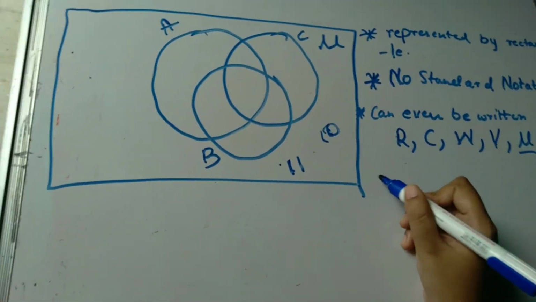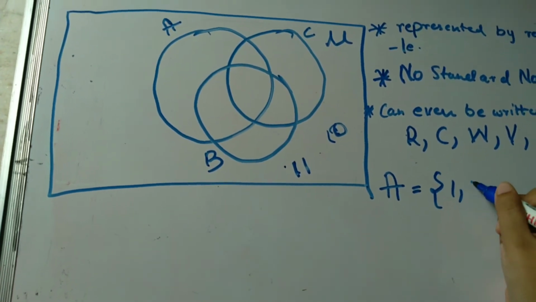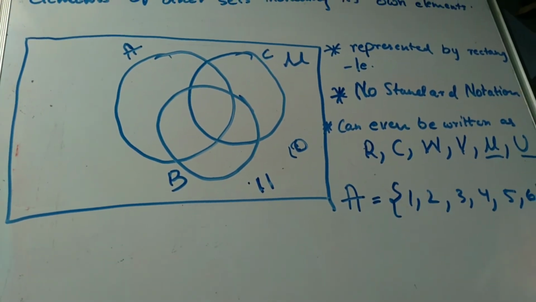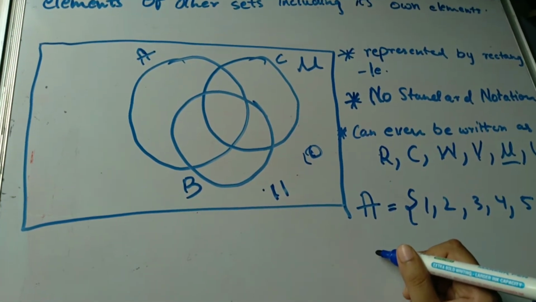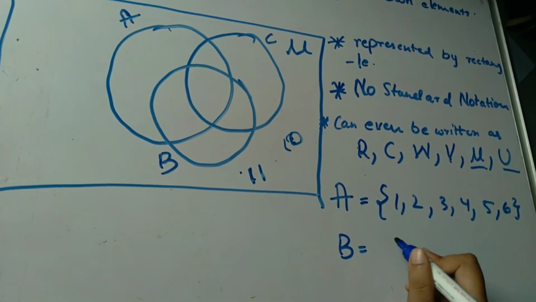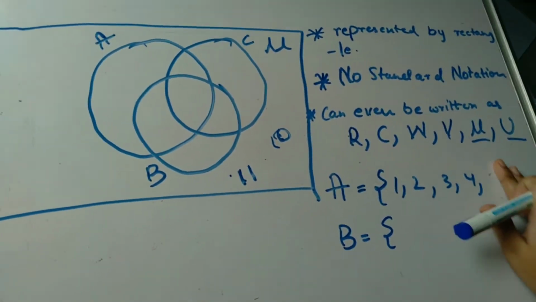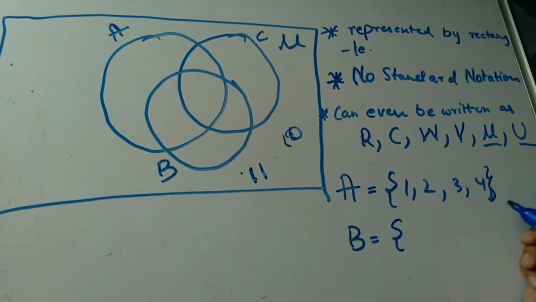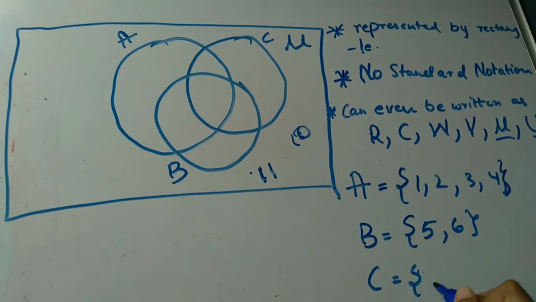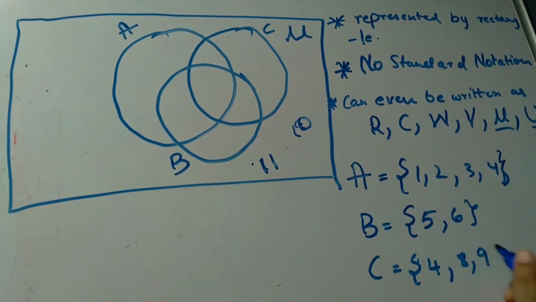Let's take an example. Let A be equal to 1, 2, 3, 4, 5 and 6. Let A be 1, 2, 3, 4 only. B is equal to 4, 5 and 6, and C is equal to 4, 8, 9.